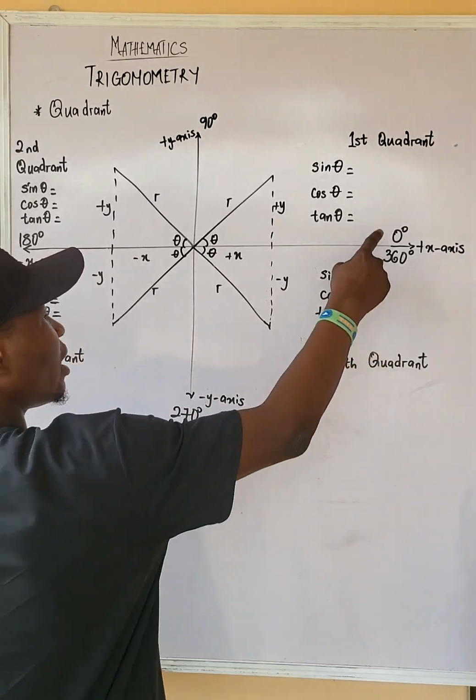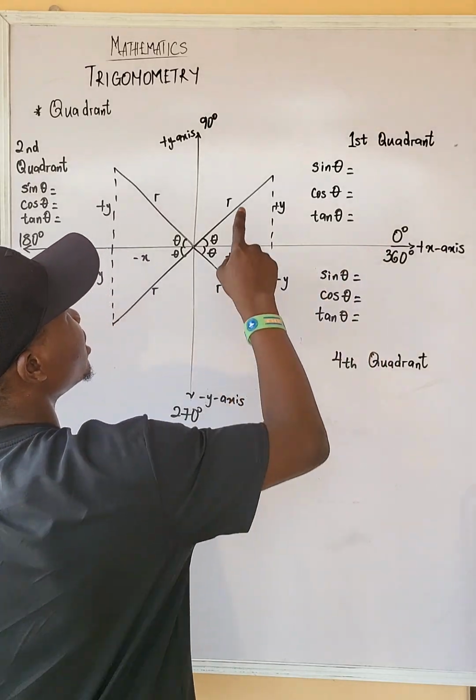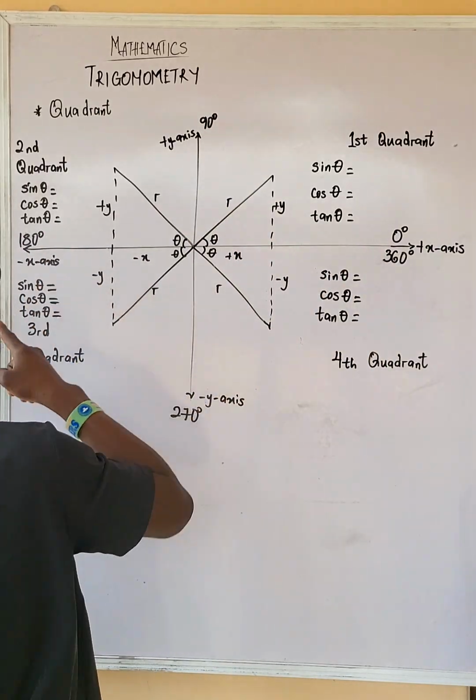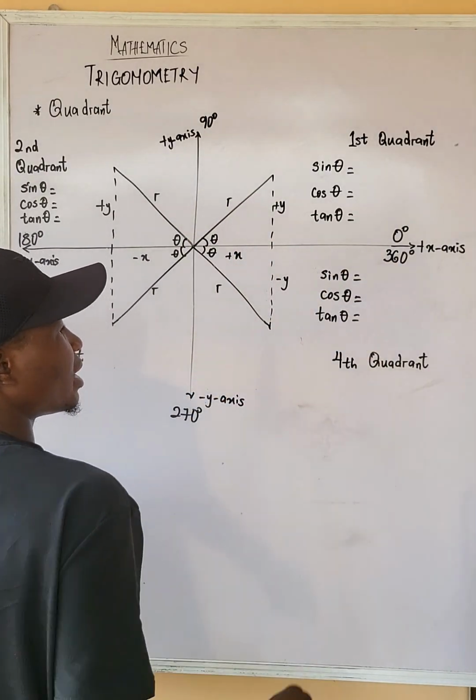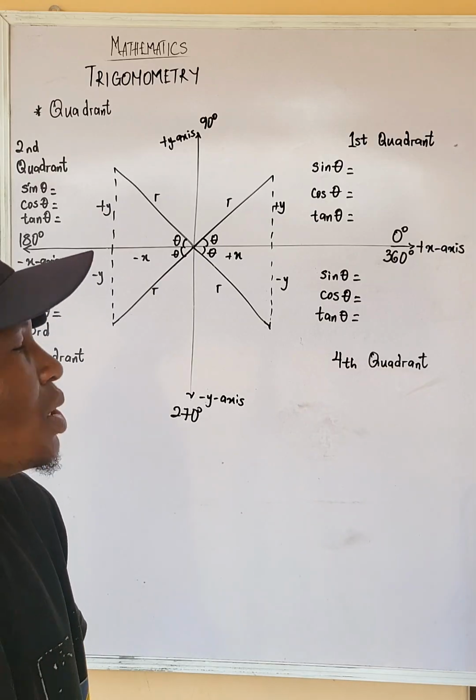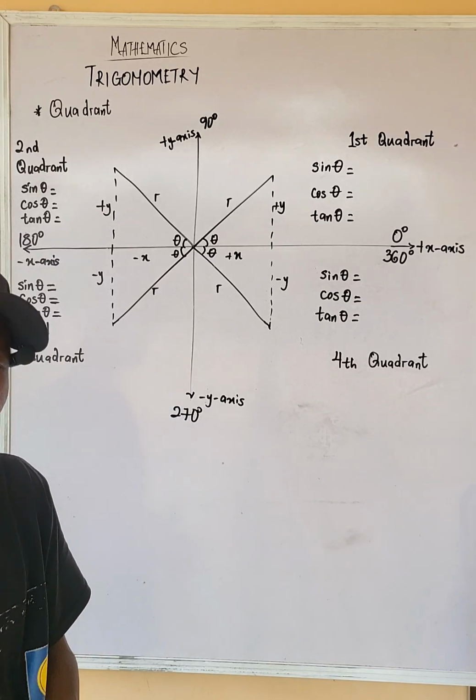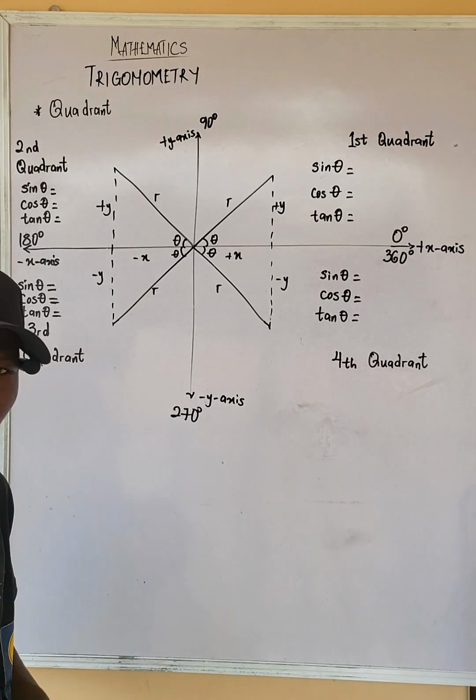So now let's start with 0 degree. Here is 90 degree. Here is 180 degree. Here is 270 degree. Right back here is 360 degree. So now, what do we talk about on the first quadrant?